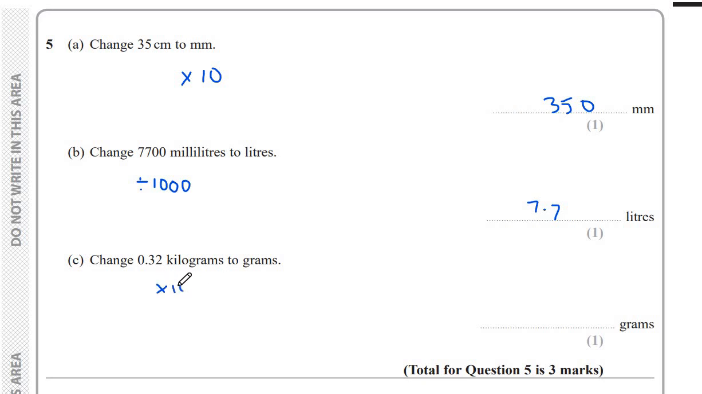And then 0.32 kilograms into grams. Well, 1,000 grams equals 1 kilogram, so you need to multiply that by 1,000, and that is going to give you 320 grams.